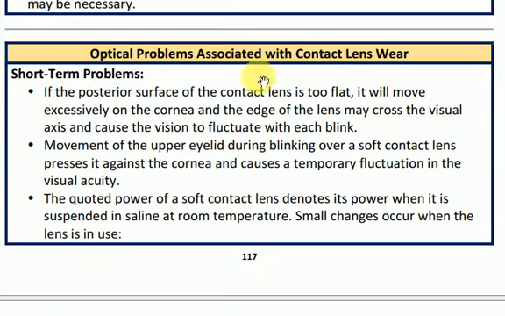Optical problems associated with contact lens wearers. Short-term problems. If the posterior surface of the contact lens is too flat, it will move excessively on the cornea and the edge of the lens may cross the visual axis and cause the vision to fluctuate with each blink. Movement of the upper eyelid during blinking over a soft contact lens, pressing against the cornea, can cause temporary fluctuation in visual acuity. The quoted power of the soft contact lens denotes its power when it is suspended in saline at room temperature. Small changes occur when the lens is in use.